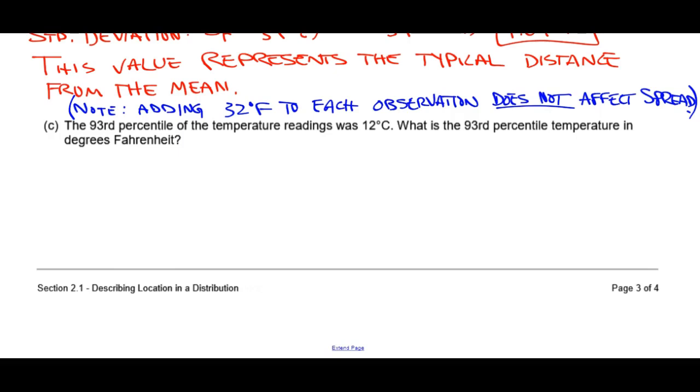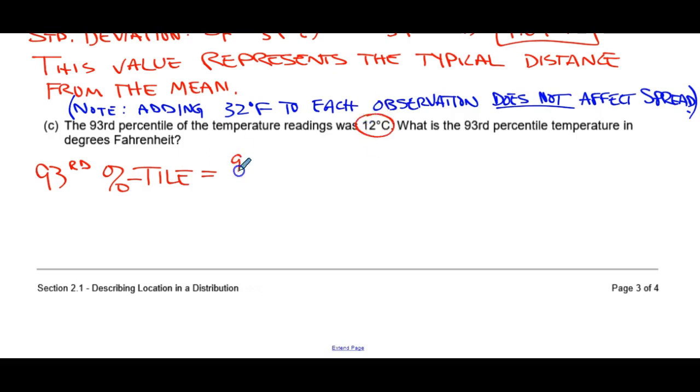The 93rd percentile of the temperature readings was 12 degrees Celsius. What is the 93rd percentile temperature in degrees Fahrenheit? How on earth are we going to do this? Remember, multiplying by a constant and adding a constant does not affect the observation's location in the distribution.